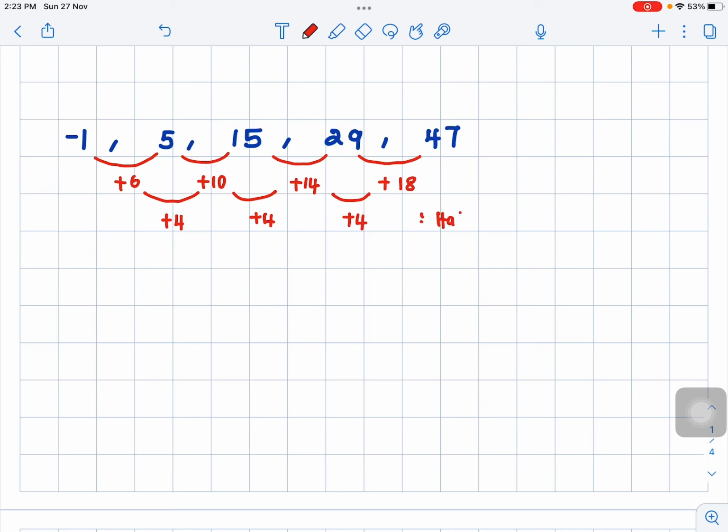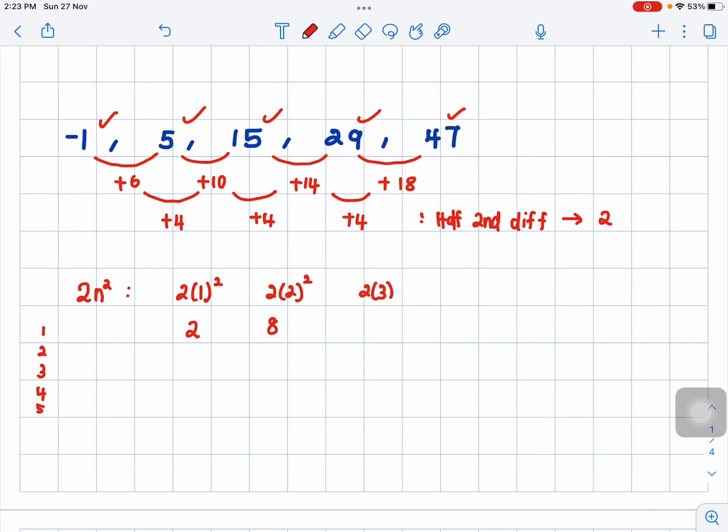What will I do here? I will half the second difference. When I half the second difference, I'm going to get 2. So you're going to write 2n squared now. Then, since you have 5 terms over here, you're going to substitute your n with 1, 2, 3, 4, 5. Let's write that sequence. 2 times 1 squared, you will end up with a 2. 2 times 2 squared, you will get 8. 2 times 3 squared, you will get 18. 2 times 4 squared, 32. 2 times 5 squared, you're going to get 50.